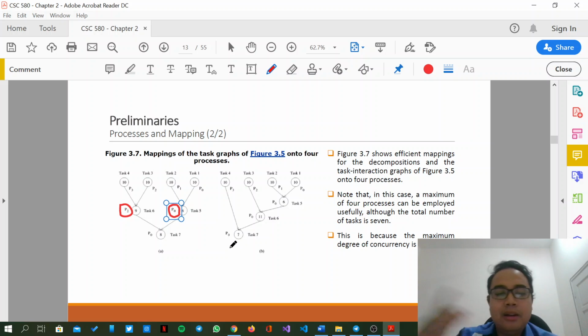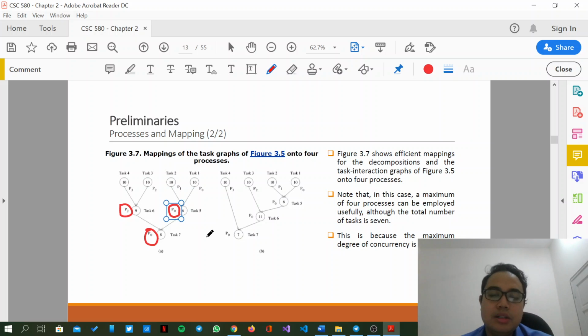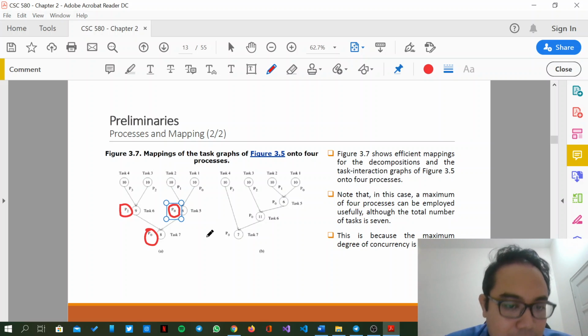Okay? Then once nak kumpul result, P0 yang akan buat, ataupun kat sini in this case 0 or 2 boleh bagi dekat proses 2 pun boleh buat, tak ada masalah, as long as the task is related. Jangan bagi tiba-tiba task kat sini ada task 1, task 2, task 3, task 4. Okay, P0, P1, P2, P3.